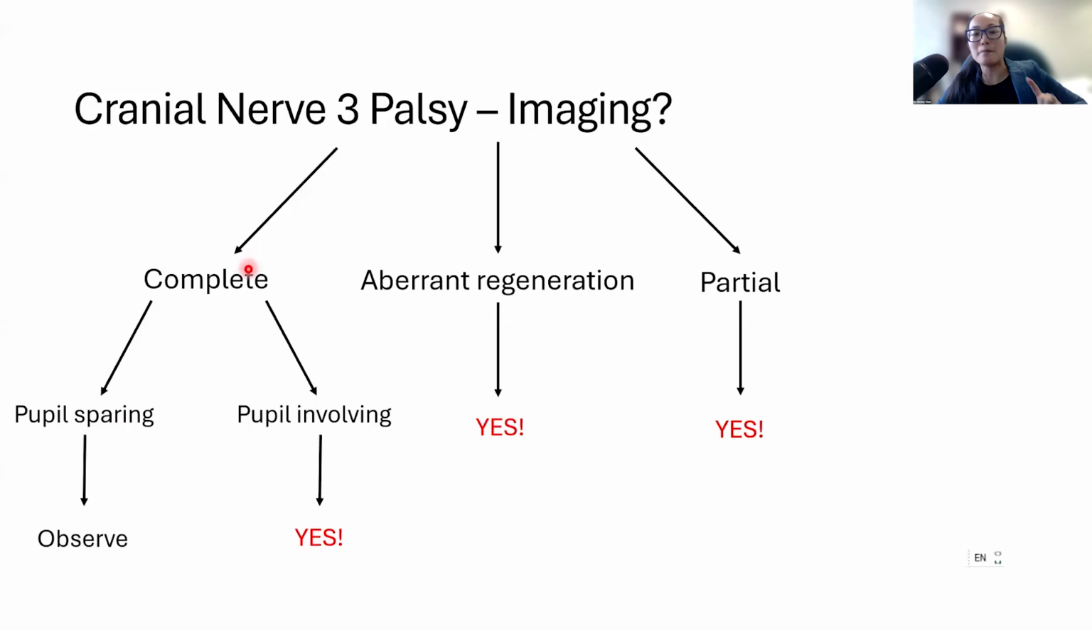Pupil sparing complete. So the eyelid is completely down. It's completely down and out. The pupil is not involved. You can observe. If it's pupil sparing at first, you still need to follow these people. If it becomes pupil involving, you're getting imaging right away. But if it never involves the pupil, you are okay to observe, and wait to get imaging when either the pupil gets involved or it's not resolving.